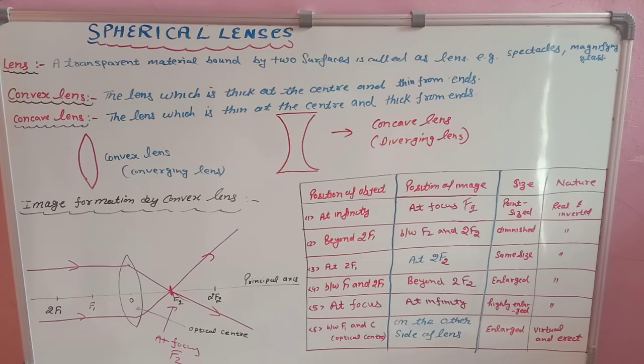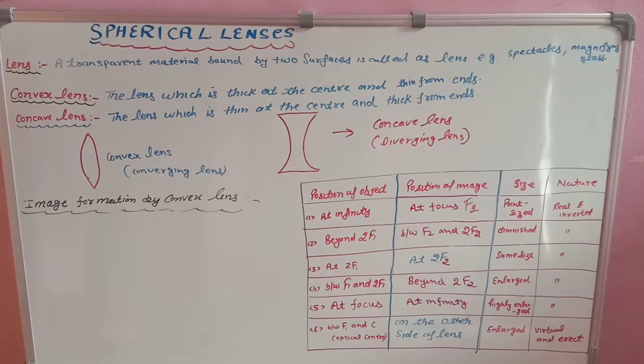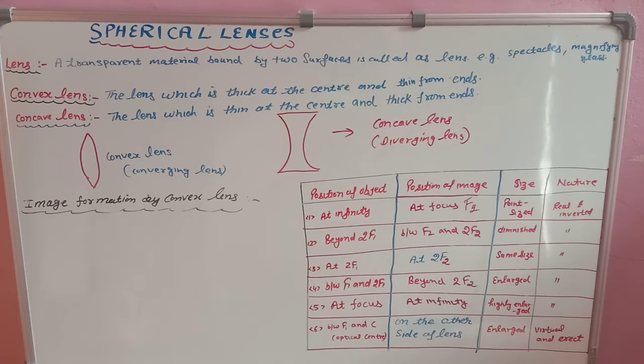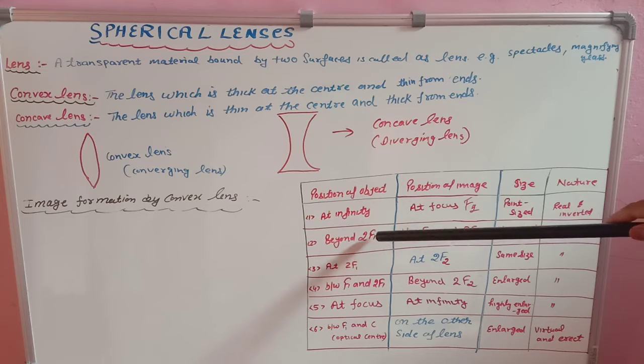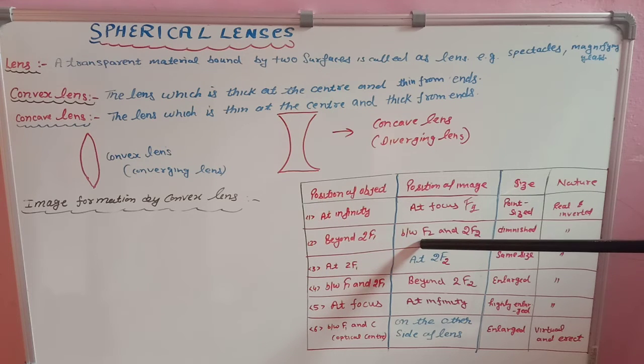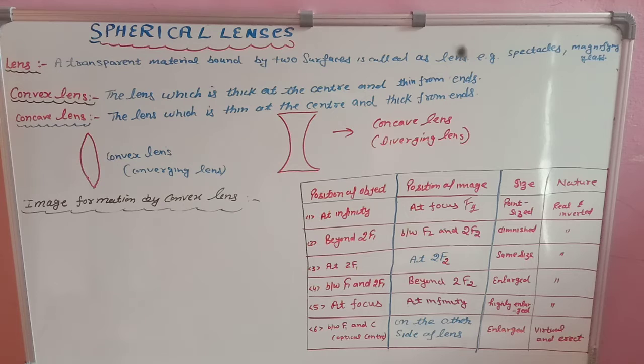Now I will draw second ray diagram. Students, in second ray diagram you can see the position of object is beyond 2F1 and position of image is between F2 and 2F2. Size is diminished and nature is real and inverted. So let us proceed. Pay attention towards the ray diagram.